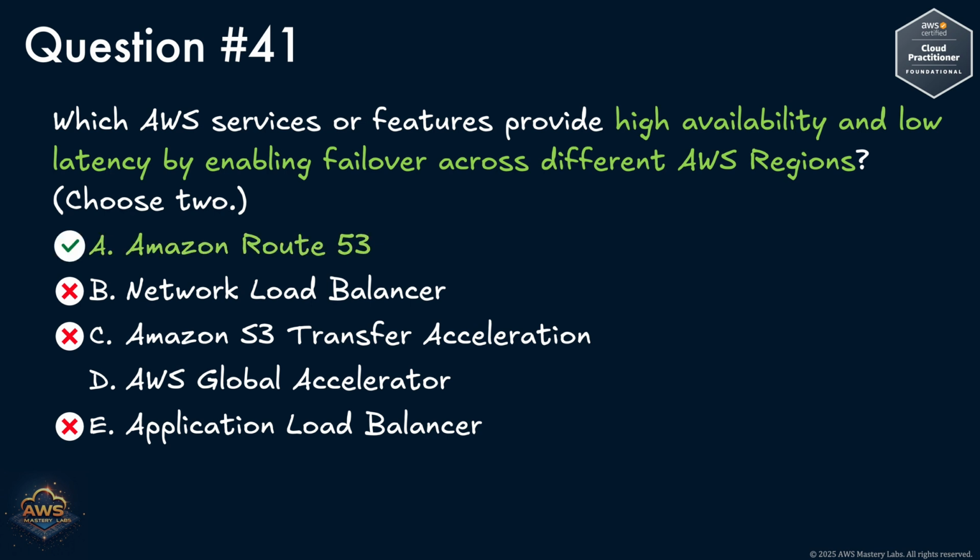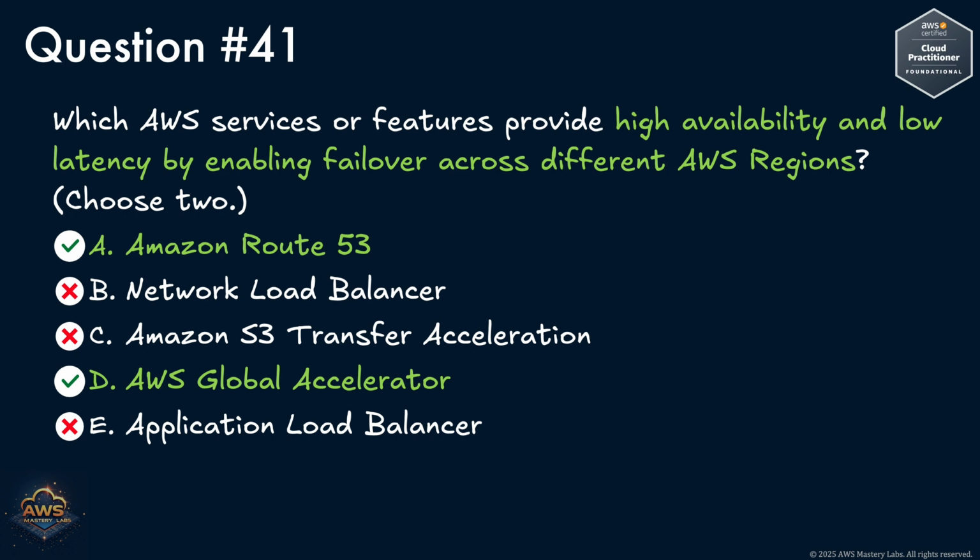Option A, Amazon Route 53. Amazon Route 53 is a highly available and scalable domain name system (DNS) web service. It supports routing policies such as failover routing, which can automatically direct traffic to healthy resources in another region if one region becomes unavailable. It is also integrated with health checks to monitor endpoints, making it a reliable component for cross-region failover. Correct, because Route 53 supports high availability and failover routing across AWS regions.